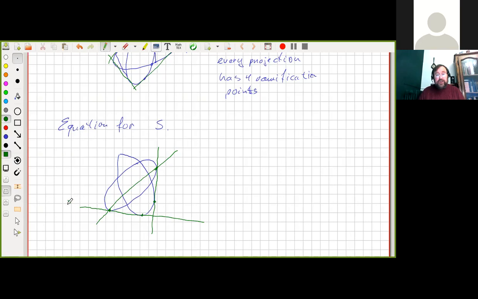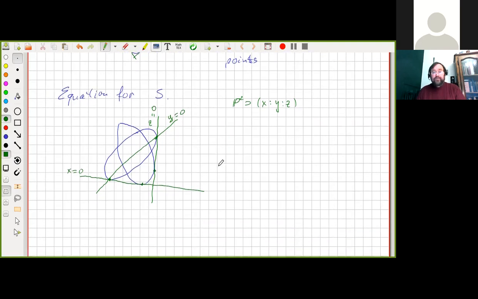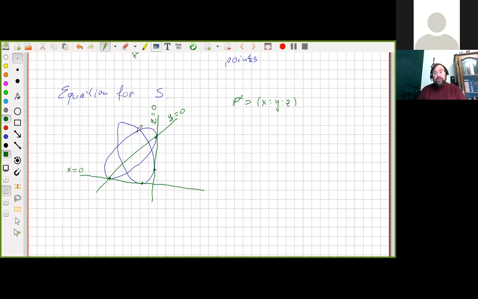So this is the line where x equals zero. So we have my projective plane P2 parameterized by x, y, z. And this line is x equals zero. This line is y equals zero. And this will be z equals zero. Other way around, maybe. This is y. It doesn't really matter. So this is the coordinate system, and I claim that, well, what are conics?